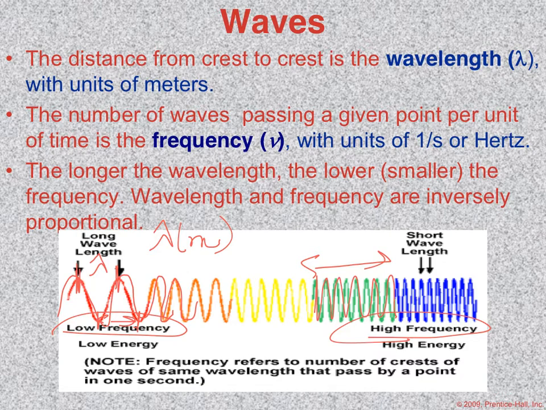So take a look at frequency and wavelength and tell me the relationship between those two. If you have high frequency, what can you say about wavelength? High frequencies have low or short wavelengths. Low frequencies have large wavelengths. So there is an inverse relationship between wavelength and frequency.